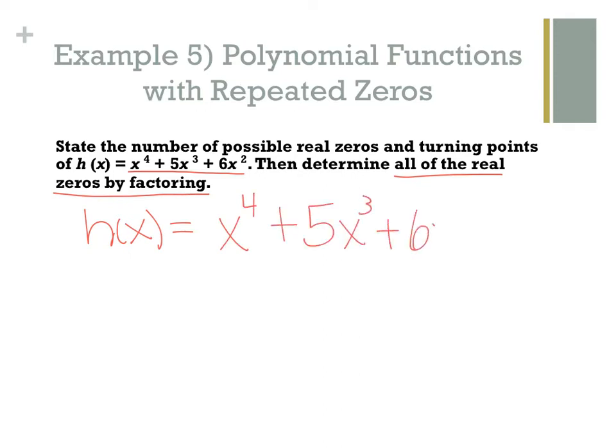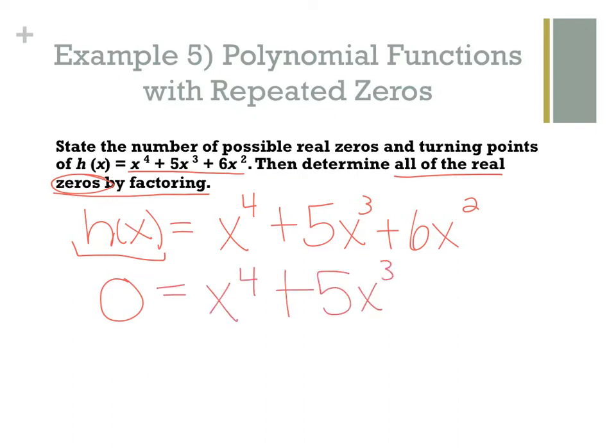First of all, the zero of a function is also known as its x-intercept. And the way we find our x-intercept is by substituting 0 for y. So I'm going to substitute 0 for y, which is also h of x, function notation. And I am going to then factor the right side of the equation.